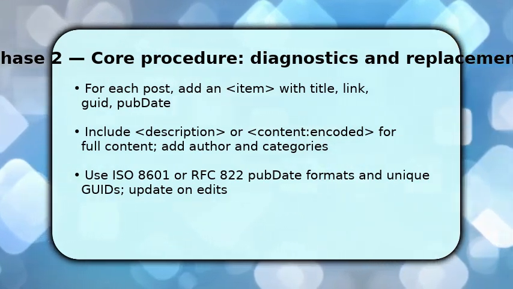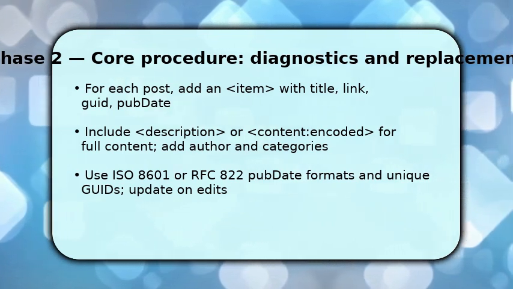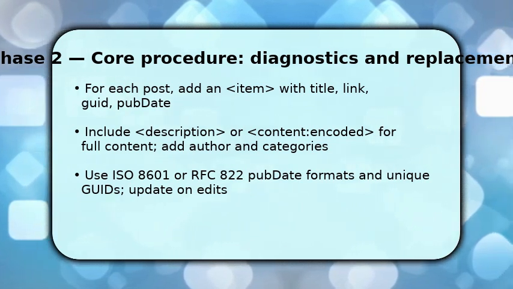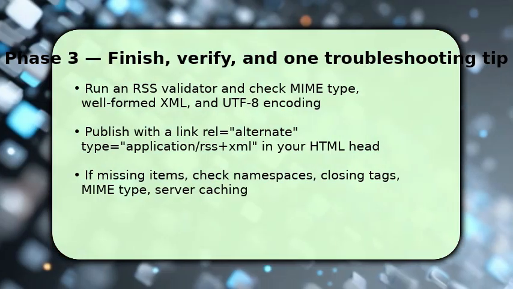Once items are added, ensure each GUID is unique and set as permalink appropriately. Make sure to update pubDate and GUID when editing items so subscribers see changes. Finally, validate the feed and publish it.